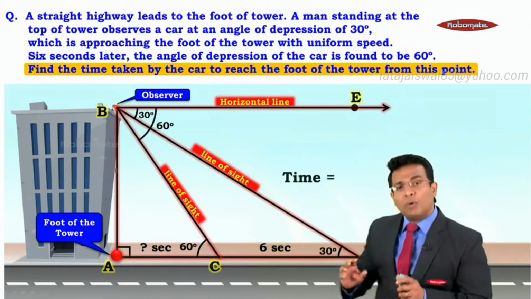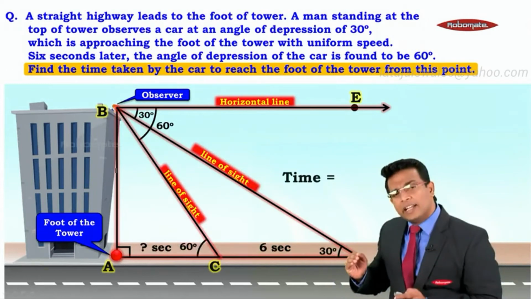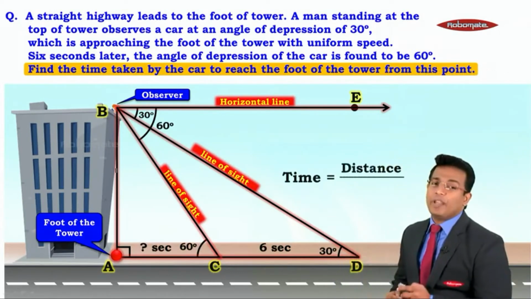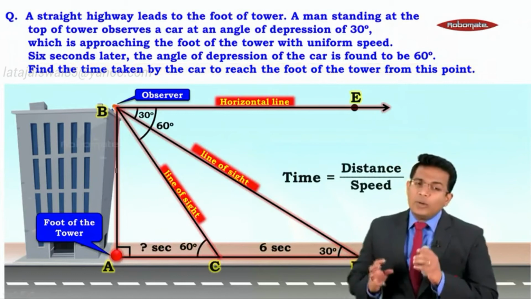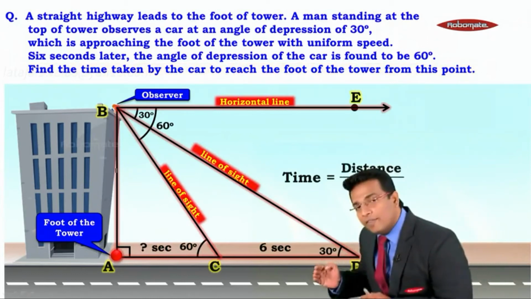And now in the sum, what they say is we need to find the time taken by the car. So, you know the time is nothing but it is distance upon speed. So, students, what we need to do in the sum is if you want the time taken by the car to move from C to A, which we need to find.